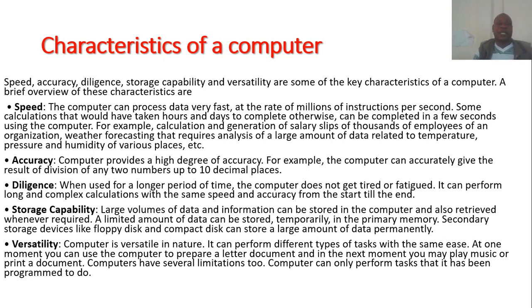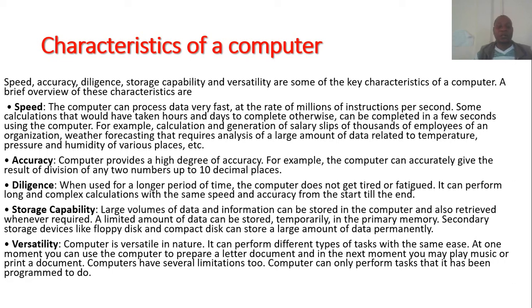We move on to the characteristics of a computer. Now, every computer must conform to these 5 characteristics. So a computer must have the characteristic of speed. That is, it processes data very fast. The computer must be accurate. That is to say, the computer must have a high degree of accuracy in terms of giving a result, for example, division of 2 numbers up to 10 decimal places. Then you must get that kind of accuracy.